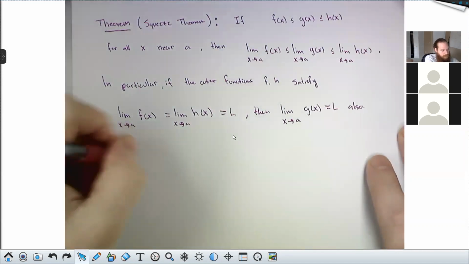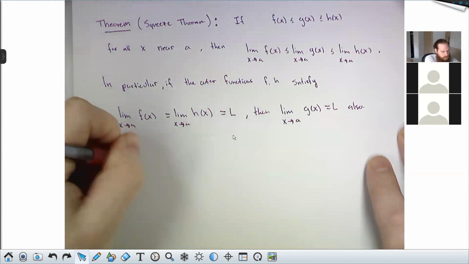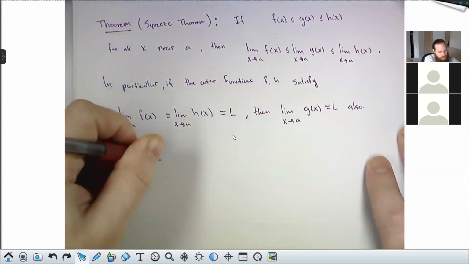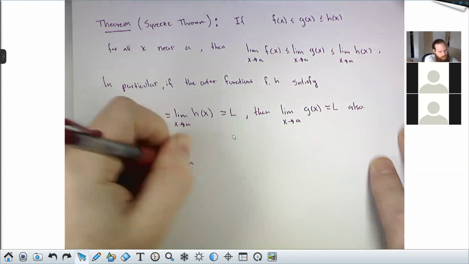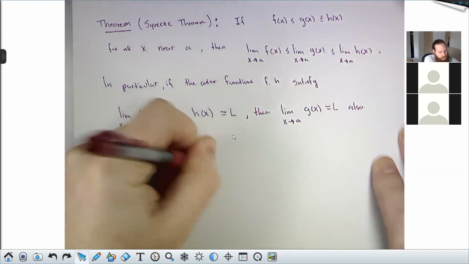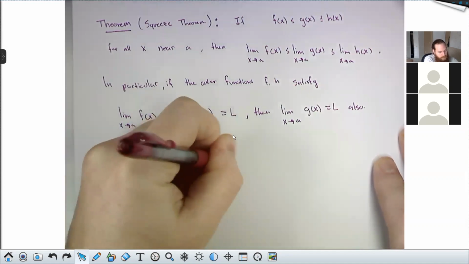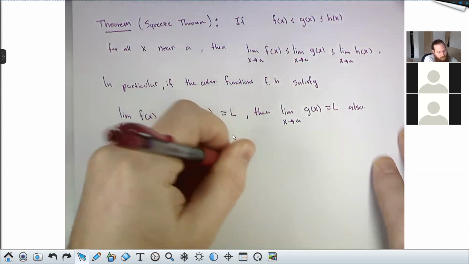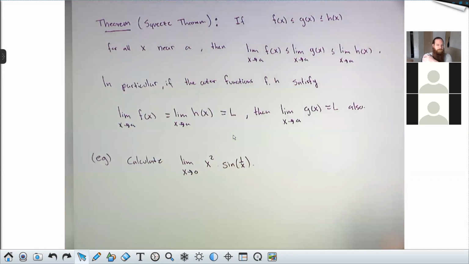So for example, let's try to calculate the limit as x goes to 0 of x squared times the sine of 1 over x. We've seen that the sine of 1 over x has a crazy graph near 0. Do you guys remember that? The really fast oscillations?